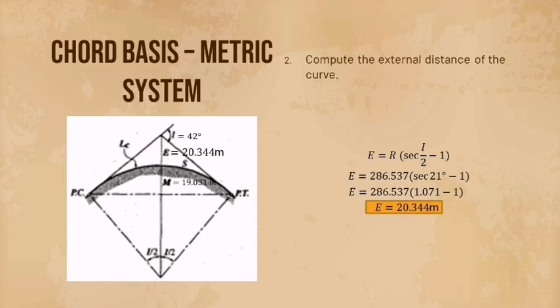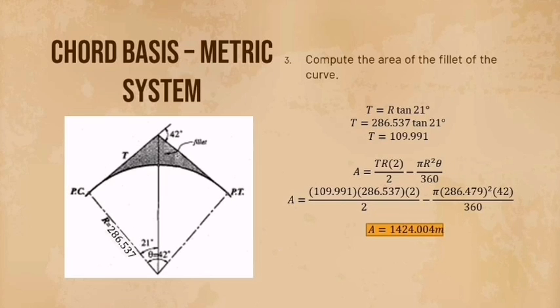19.031 meters. So for number 2, compute the external distance of the curve. It's the same formula, which is E equals R times sec of the angle of intersection over 2 minus 1. So our radius is already known, which is 286.537. Then sec 21 degrees minus 1. And after that, we will get the answer of 20.344 meters.